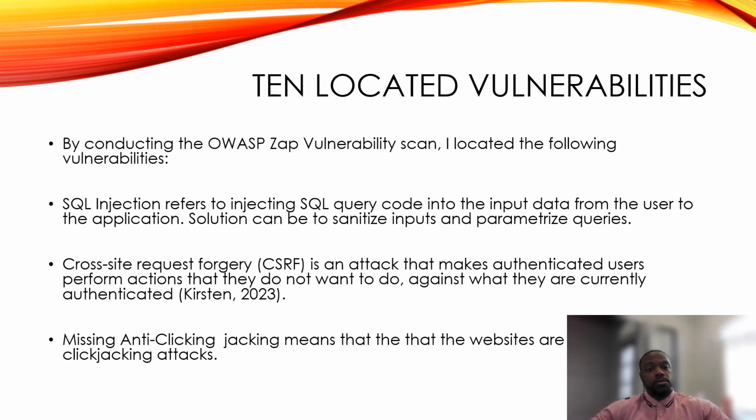When I conducted the OWASP ZAP vulnerability scan, I located the following vulnerabilities. SQL injection refers to injecting SQL query code into the input data from the user to the application. The solution can be to sanitize inputs and parameterize queries. Cross-site request forgery is an attack that makes authenticated users perform actions that they do not want to do against what they are currently authenticated. Missing anti-clickjacking means that the websites are vulnerable to clickjacking attacks.